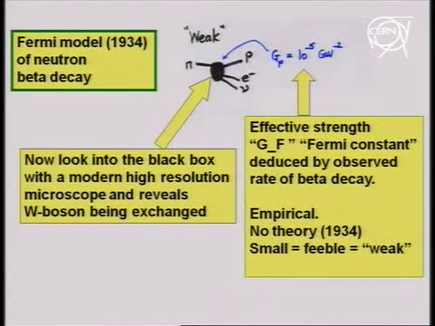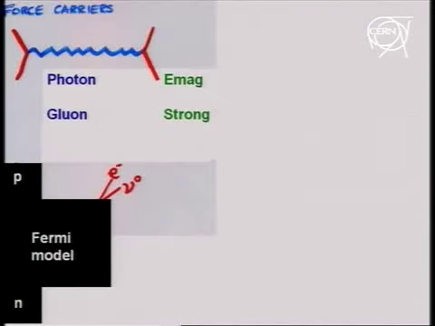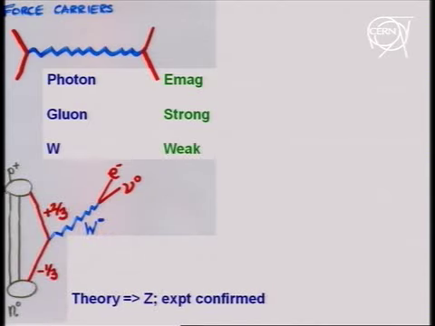And you find that it isn't all happening at a point. What is actually happening is that that black box involves the exchange of a W boson. And even better, we see that deep down, it's not the whole neutron playing the game, it's a single quark inside the neutron that is emitting this W boson, which then turns into the electron and the neutrino.